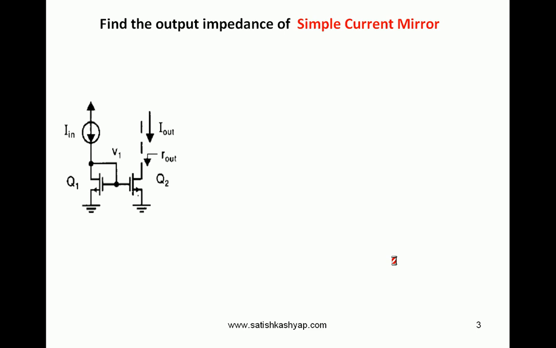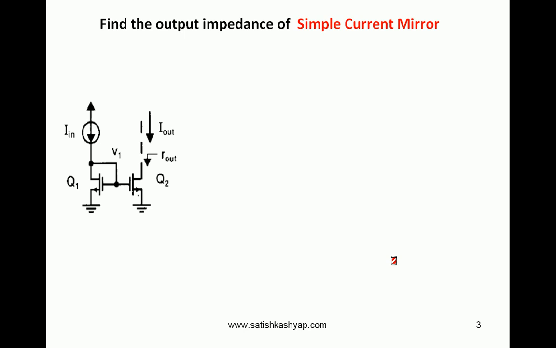Find the output impedance of simple current mirror. The figure shown is simple current mirror. For that one we need output impedance. Output impedance is nothing but simply it is the ratio of output voltage divided by output current.